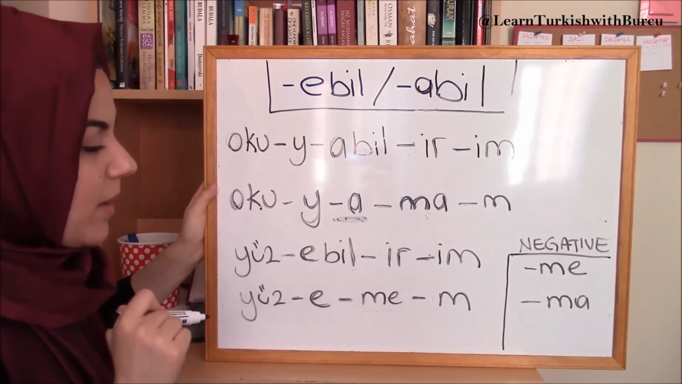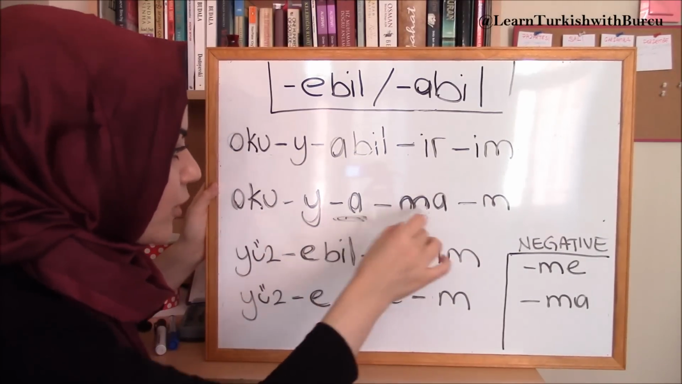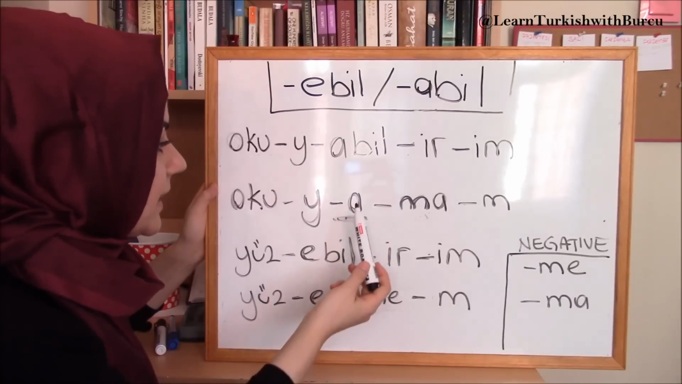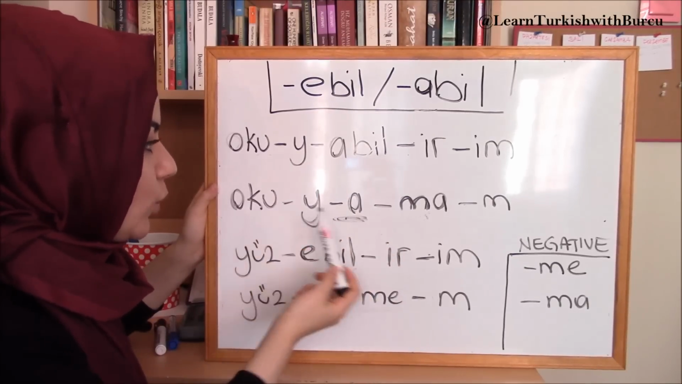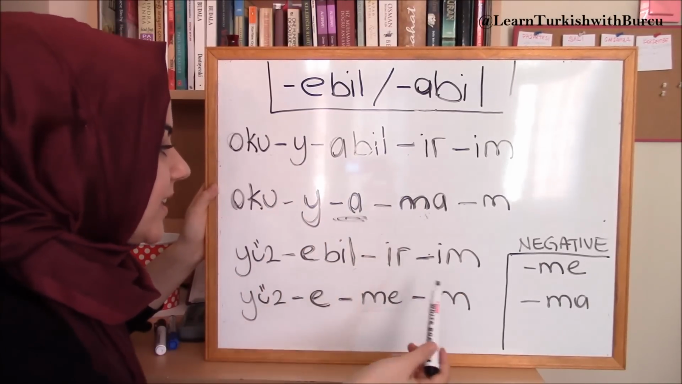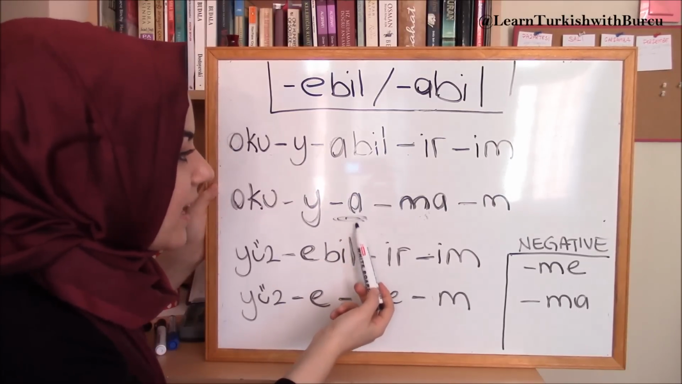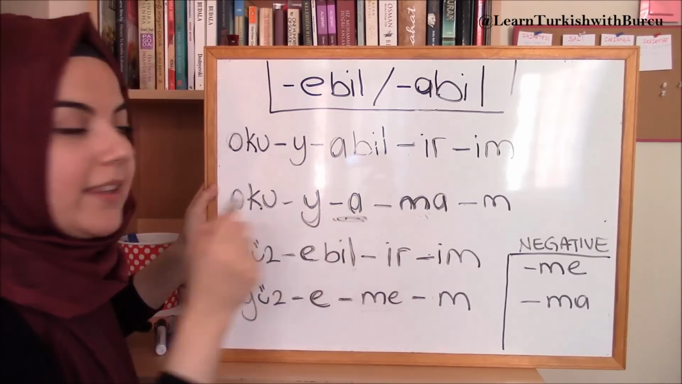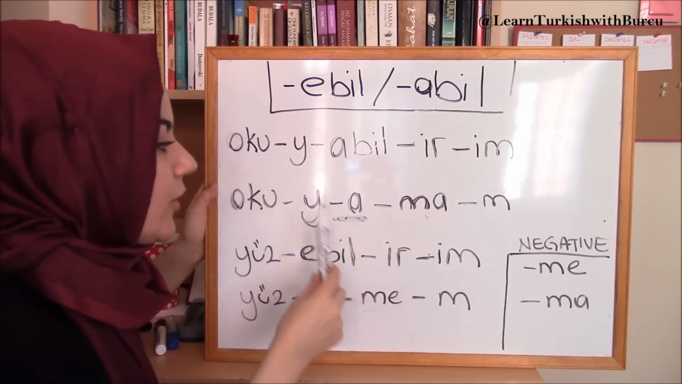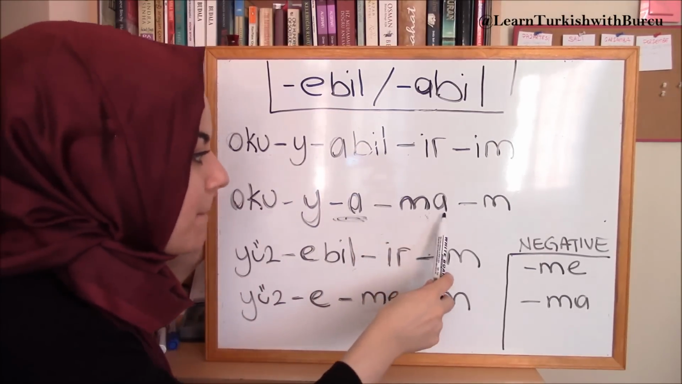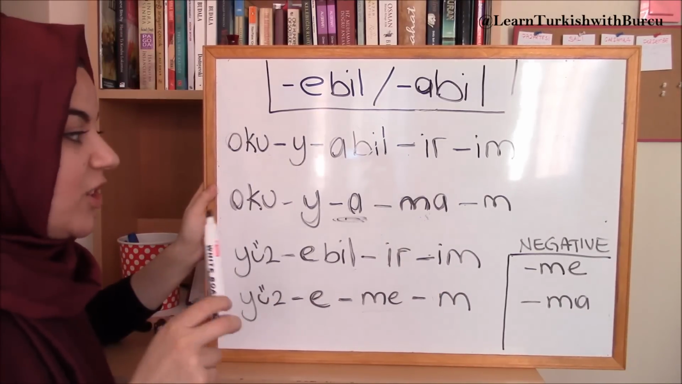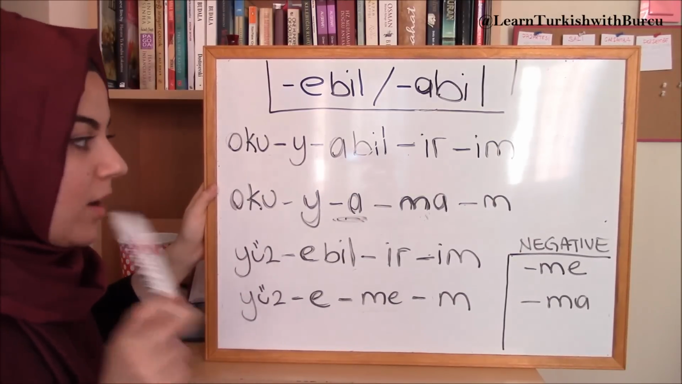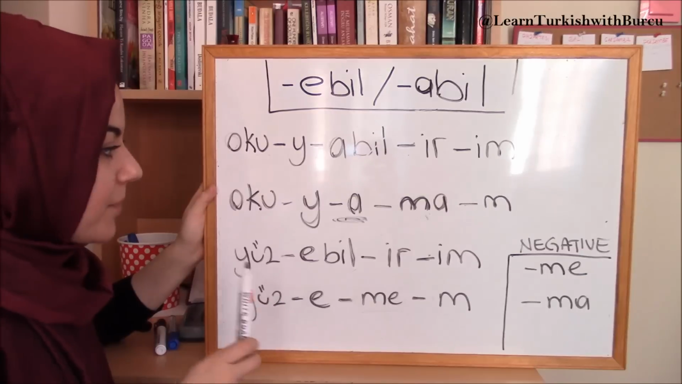By the way, I didn't mention the vowel harmony. Let's see the first one here. I used a because of the vowels a and u, as you can see. They are all related, but we look at the last vowel we see, just the previous vowel in the verb. So it's an a sound, then we will use ma. We shouldn't say okuyamem. This is wrong. It should be okuyamam, tamam?